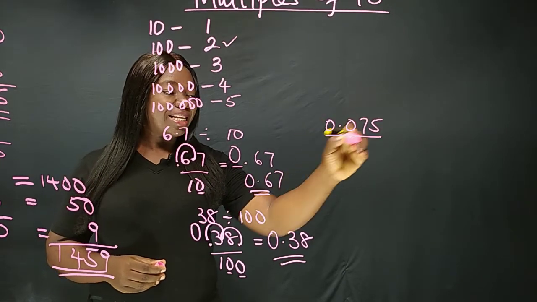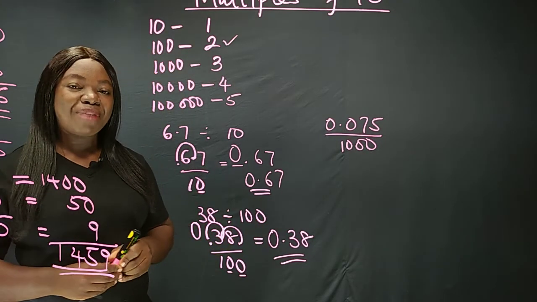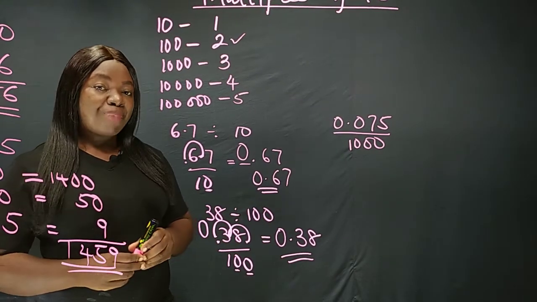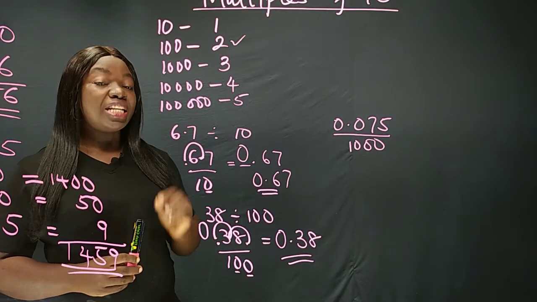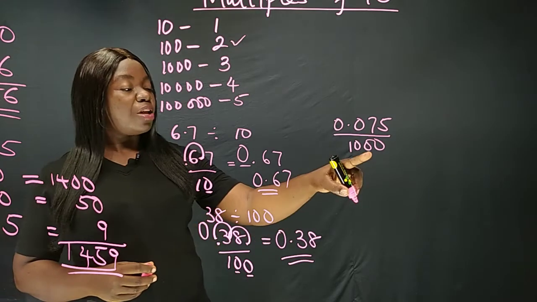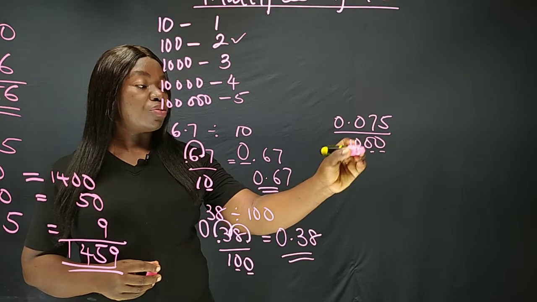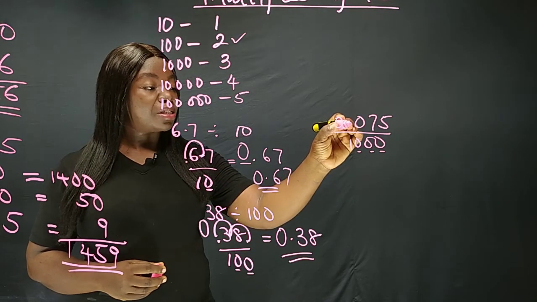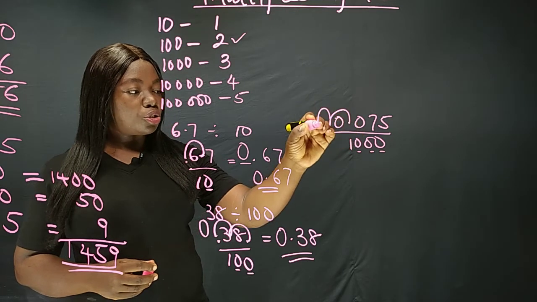Now another example that you will love is 0.075 divided by 1000. What is 0.075 divided by 1000? Same method. Ensure you count from the decimal point to the left hand side because you're dividing by a multiple of 10. So the multiple of 10 here is 3 because 1000 has 3 zeros. We have 1, 2, 3. So we'll be counting from the decimal point to the left hand side how many times? 3 times. So let's move 1, 2, 3.